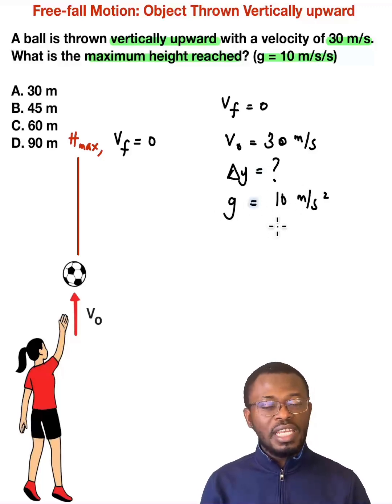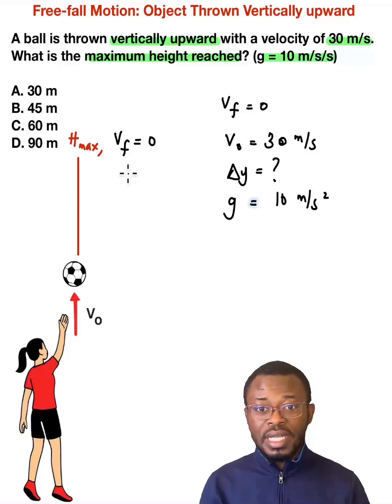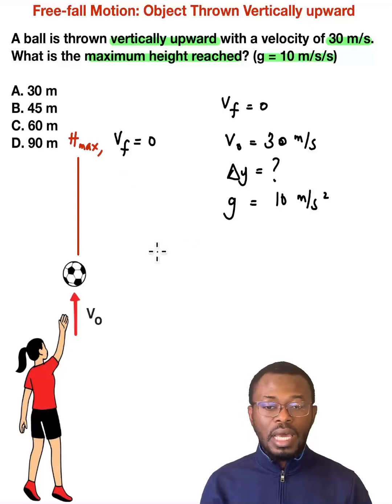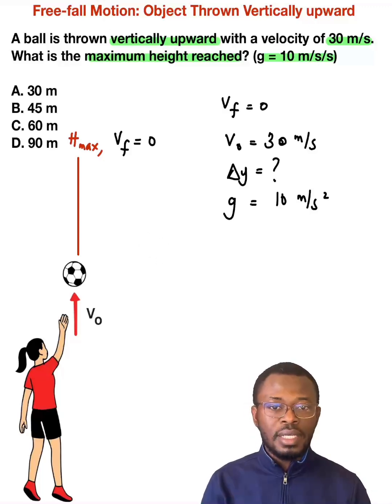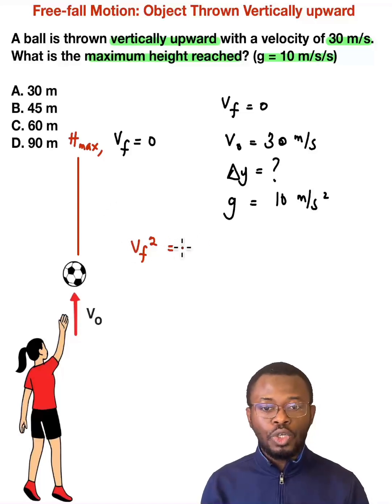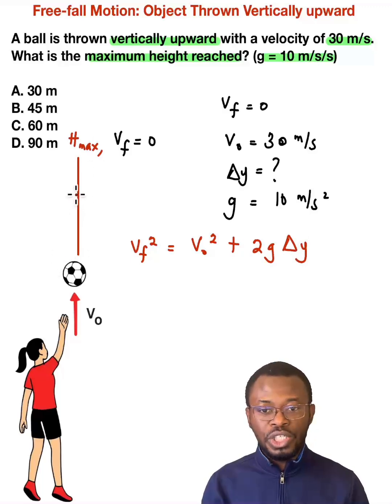Now, we are not given any information about the time it took this ball to get to the maximum height, so we need to use that as a guide to rule out any equation that has time. Else we are going to double the trouble. All right, the only equation that we can use is the velocity as a function of displacement equation, which is given as v final squared is equal to the initial velocity squared plus 2g delta y. And delta y here is the vertical displacement, the change in the vertical position of this ball.